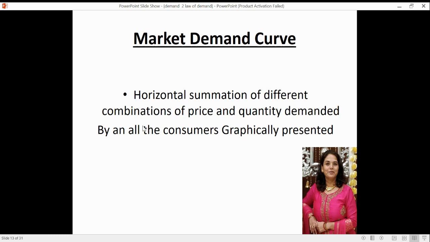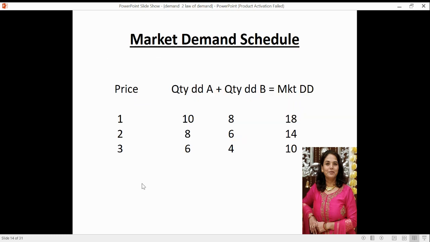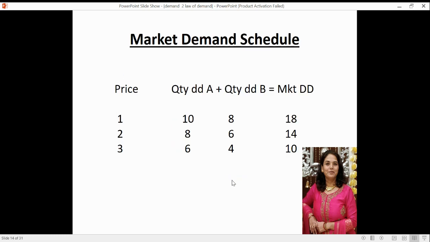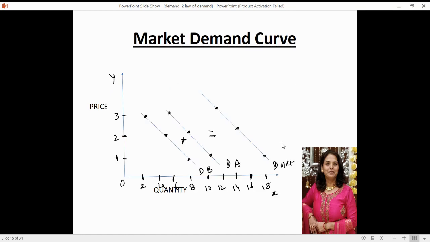Horizontal summation of different combinations of price and quantity demanded by all consumers graphically presented is called market demand curve. Okay, here is the market demand schedule and here is your market demand curve. First A was plotted, then B, and then the market. I have arrived at market demand curve.